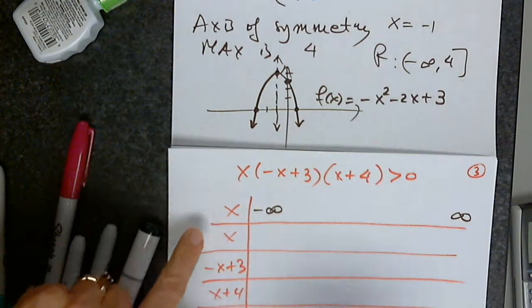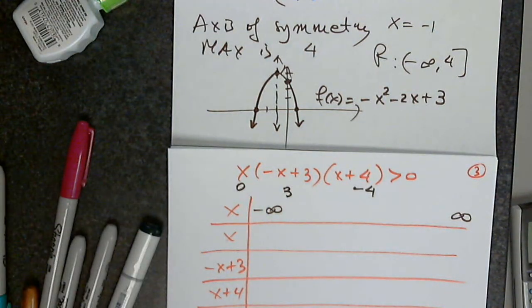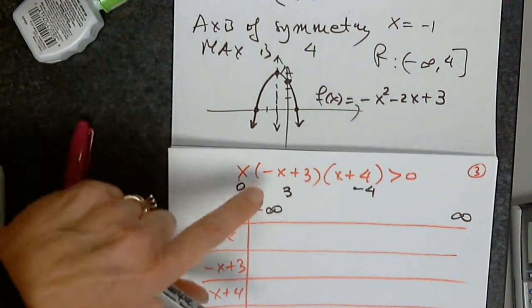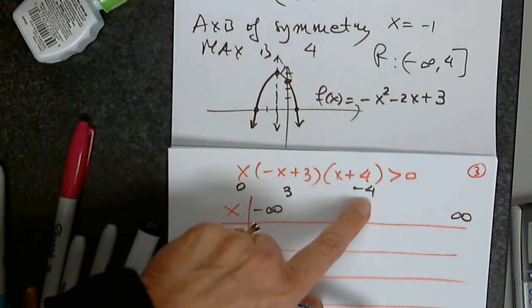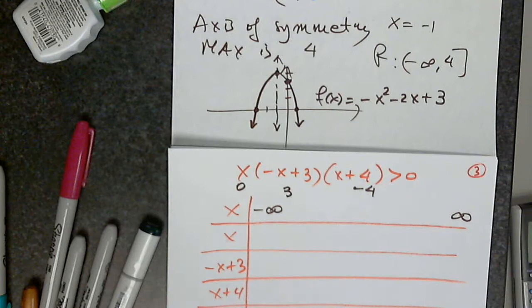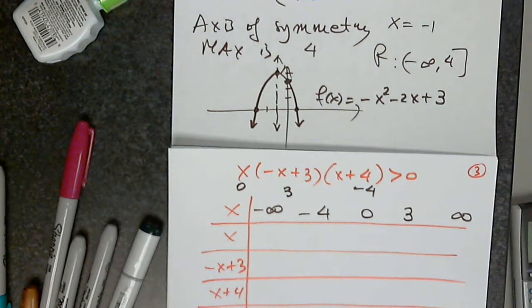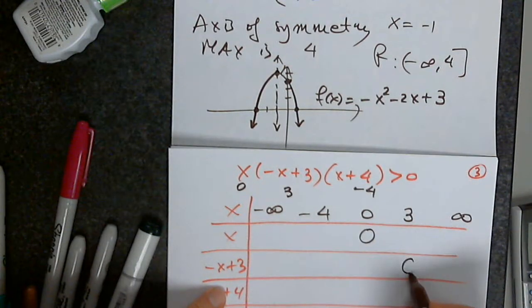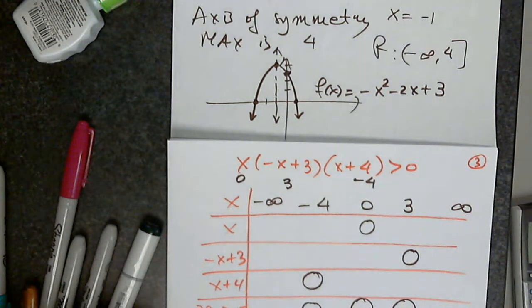But now this x has zero 0, this one has zero 3, and this one has zero negative 4. These are the zeros of those factors. x is 0 when x is 0. Negative x plus 3 is 0 when x is 3. And x plus 4 is 0 when x is negative 4. So negative 4, 0, and 3 is the correct order of solutions. Agreed? So there is a 0 for x, a 0 for 3, and a 0 for negative 4. And the product is 0 for any of those.